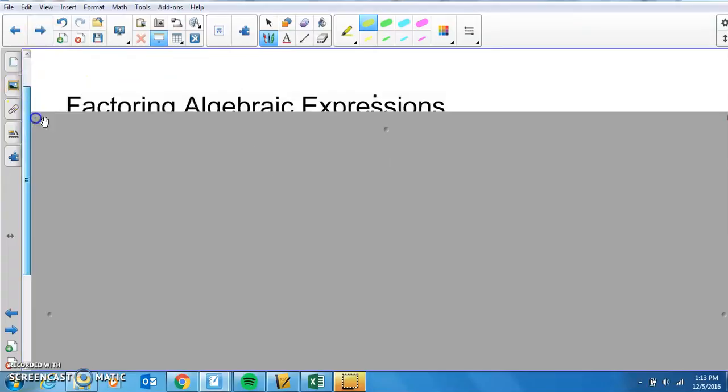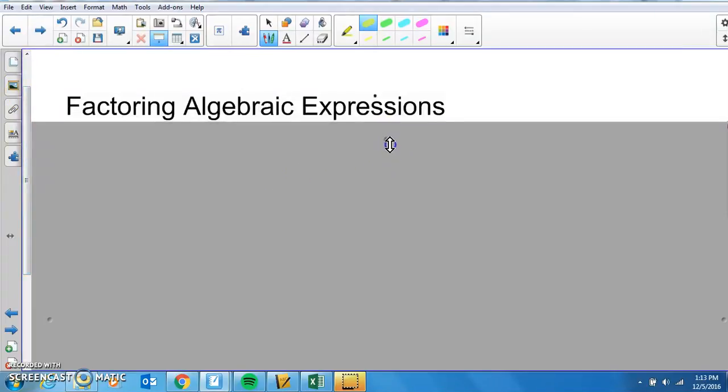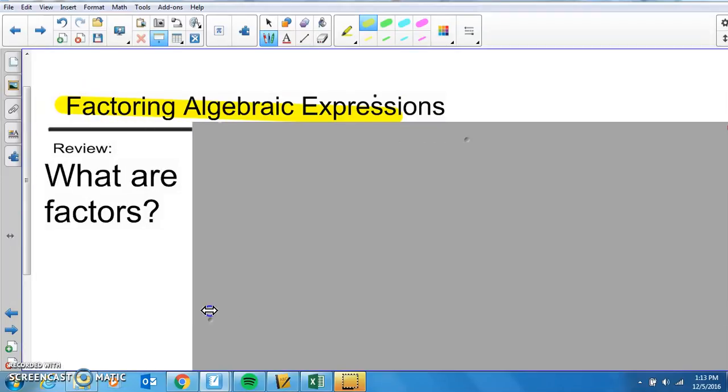All right, now to get to what we're going to be working on. We're going to be working on what's called factoring algebraic expressions. We have already talked about what algebraic expressions are. Now we're going to talk about what's called factoring. First of all, we need to talk about what are factors.